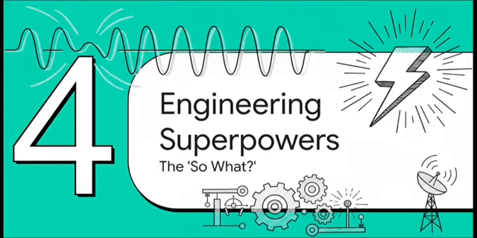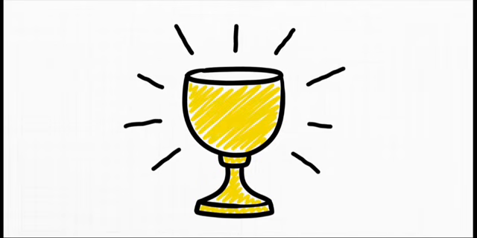So, we've got the what and we've got the how. We know we can break signals down into their core frequencies. But so what? Why does this matter? Well, let's talk about the engineering superpowers this unlocks. And let's start with the big one, superpower number one, the convolution theorem. And this is no exaggeration. This is basically the holy grail of signal processing.